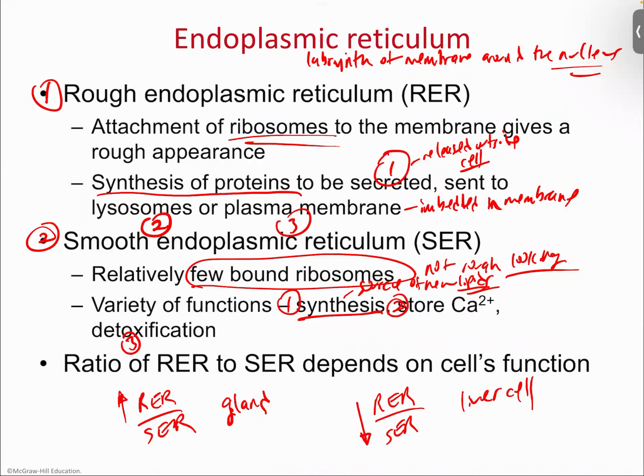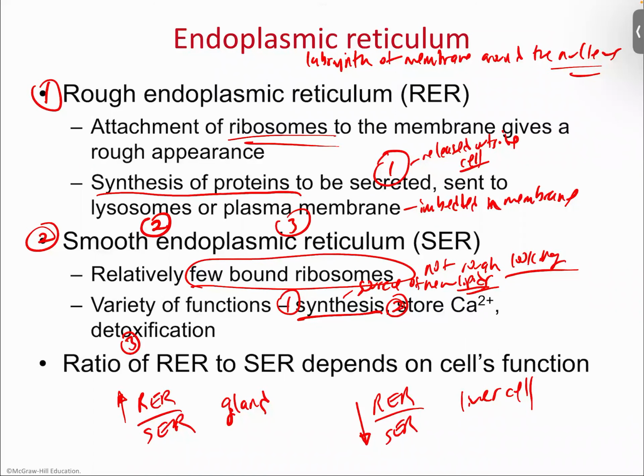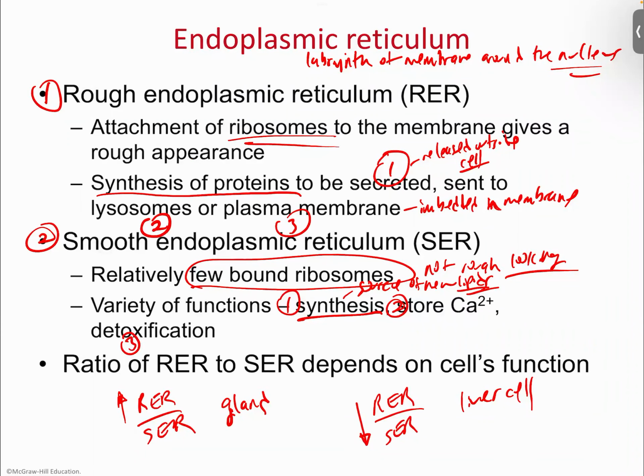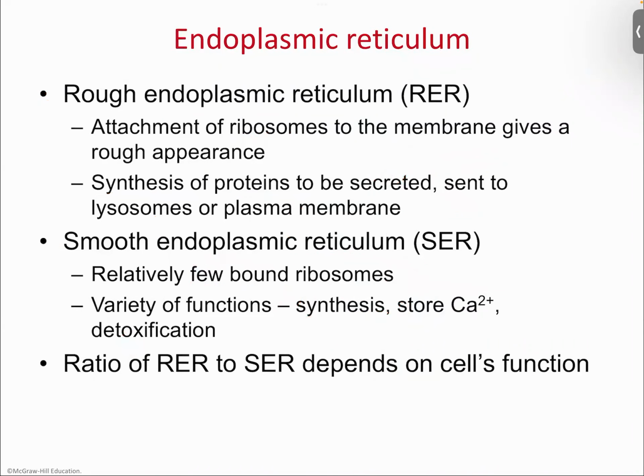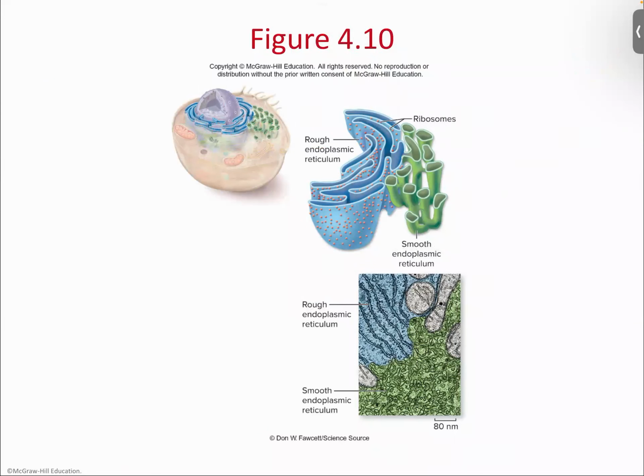So you can tell that your cell is actively involved in one of these three activities, either synthesis, storage of calcium, or detoxification, if it has a really, really low ratio. If it has a really, really high ratio, then it's probably putting out a lot of secreted proteins, right? That's its main job. It's not very common that you're going to see both. It usually is one or the other. Okay. So you can analyze that sometimes just by looking at the ratio. So it's kind of what it looks like.